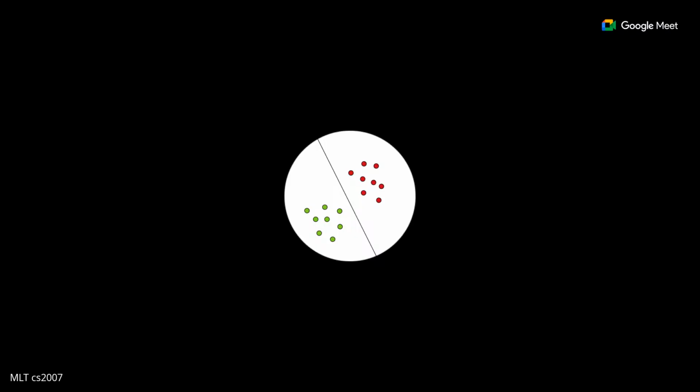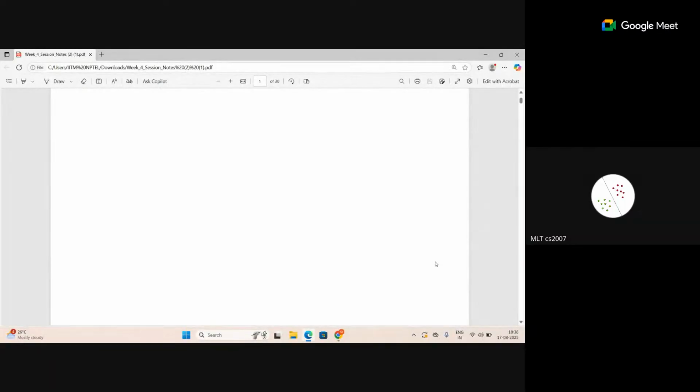Okay, is it visible now? Yeah. So we'll see the case of underfitting.